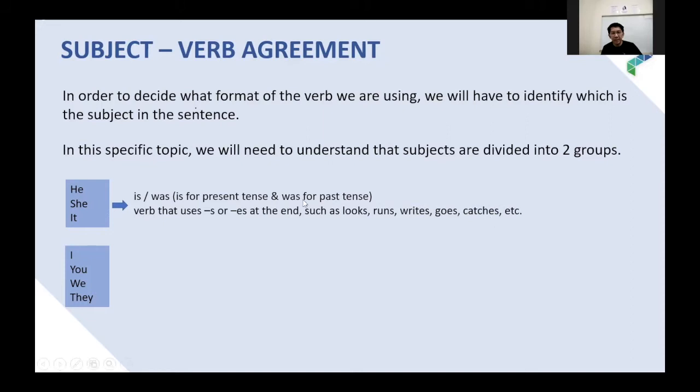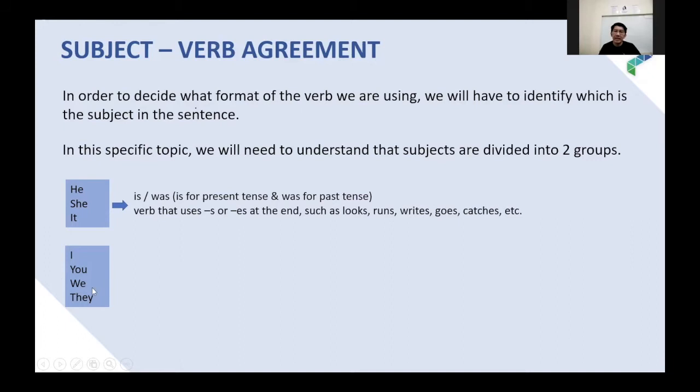Okay, so let me repeat again. If you see the subject, it's either he or she or it, we will use one of these. Is for present tense, was for past tense. Now, if there is no is or was, certainly there will be a verb. So for that verb, we will need to use the verb with s or es at the end of the verb.